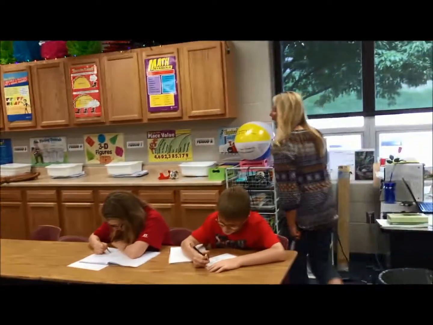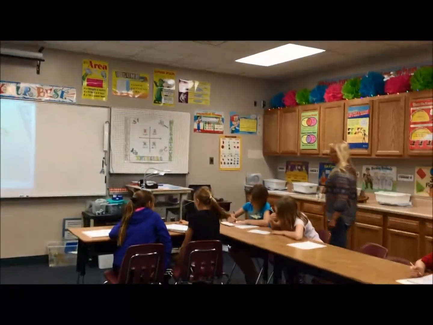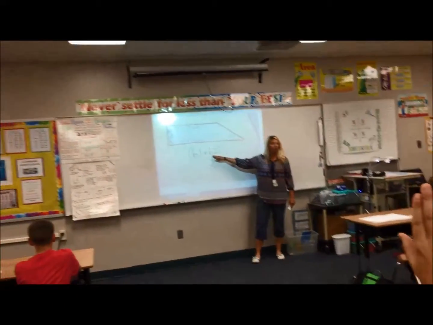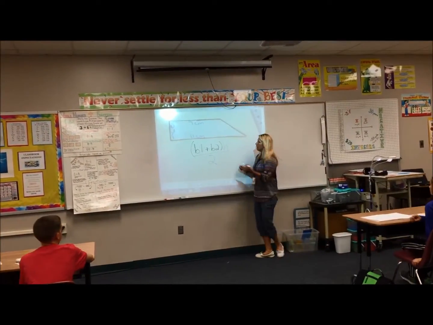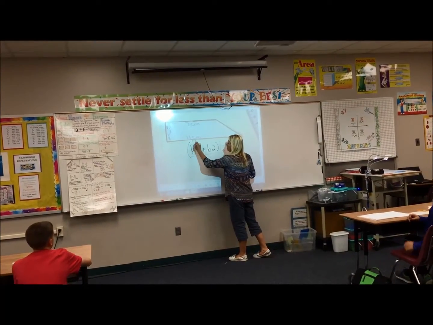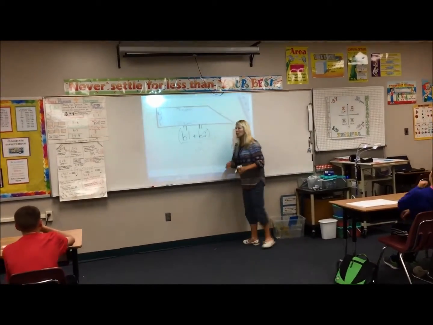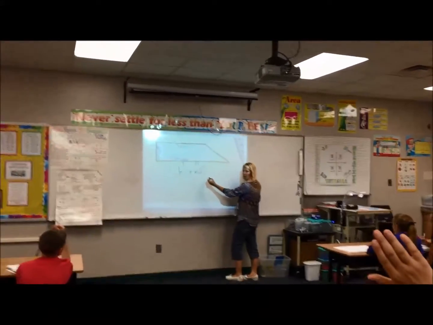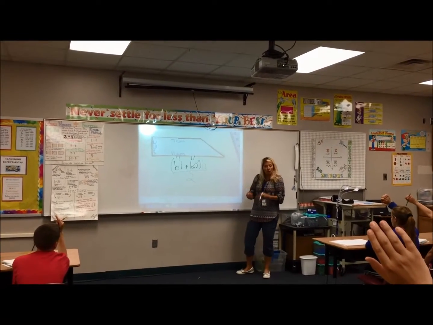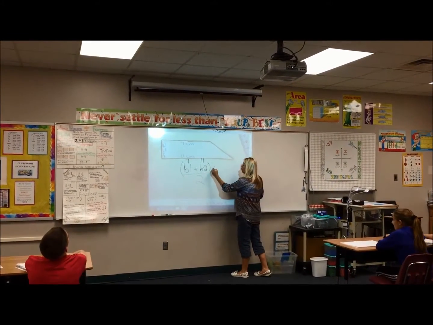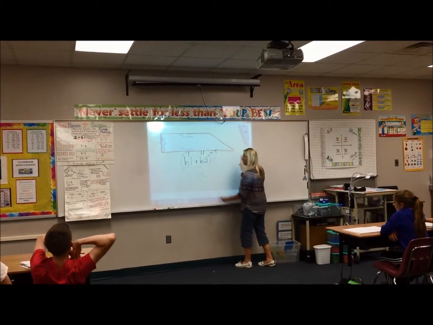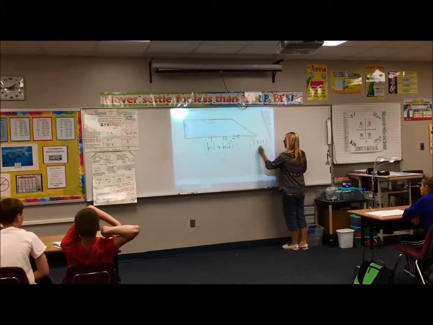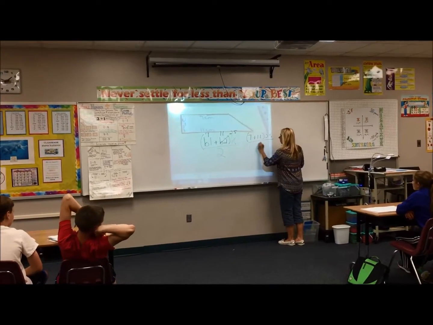Okay, so how can we then use a formula? What am I going to replace for base 1 and base 2? I'm going to replace 7 and 11. It's just like solving using order of operations, isn't it? What am I going to replace for my height? I just put it in place of it, 2.5. And then I have to divide by 2. So here's what I have now: 7 plus 11 times 2.5 divided by 2.